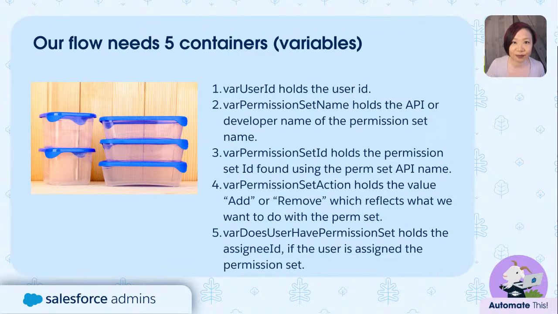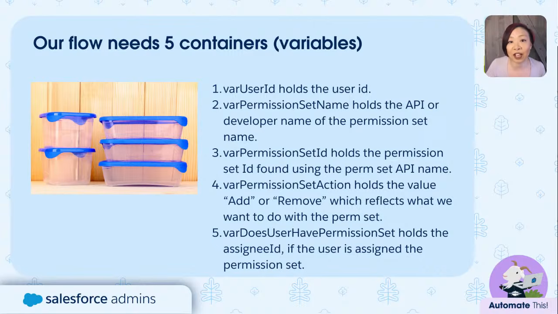And we will use the permission set developer name to find the permission set ID because, as I mentioned before, awesome admins do not hard code IDs in their automation. So if we find a permission set, we will store the ID in a variable called var permission set ID. Otherwise, we're going to keep the variable empty, which signifies there was no permission set found.